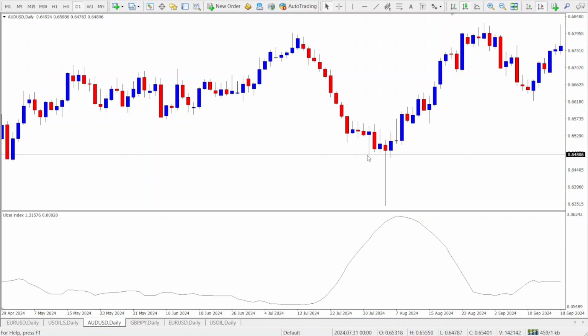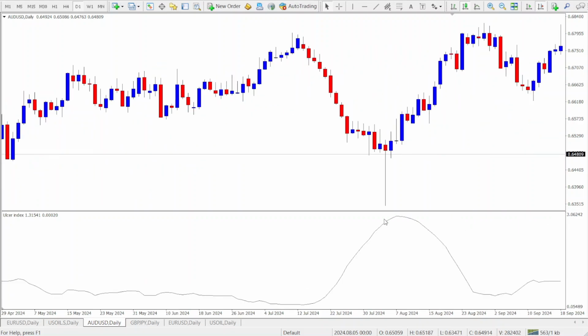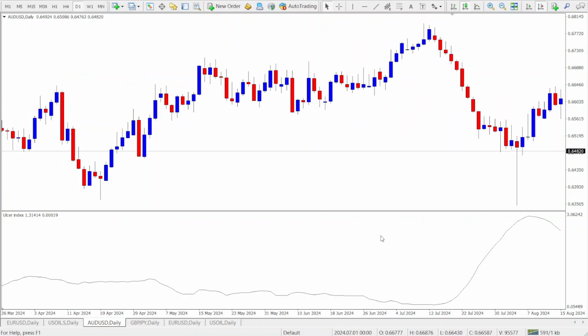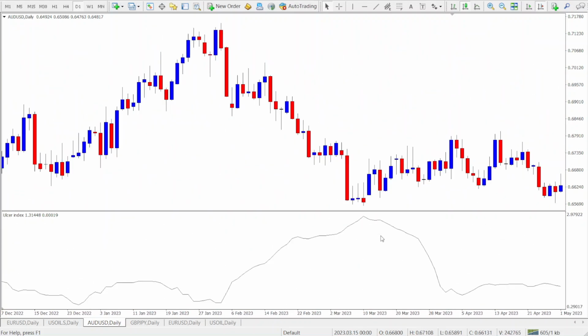Now, unlike traditional volatility indicators, the Ulcer Index is specifically designed for analyzing risk during downtrends. You will notice that during periods of decline, the Ulcer Index always rolls up to the top. Can you see that? Let's just go back, and let's begin to analyze.